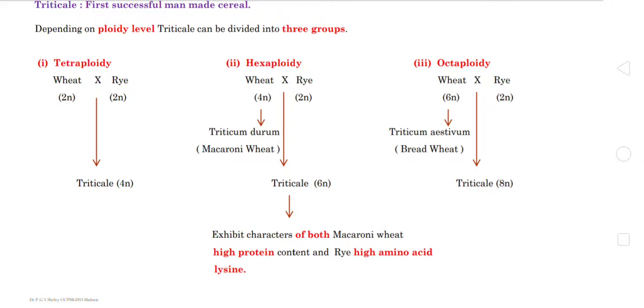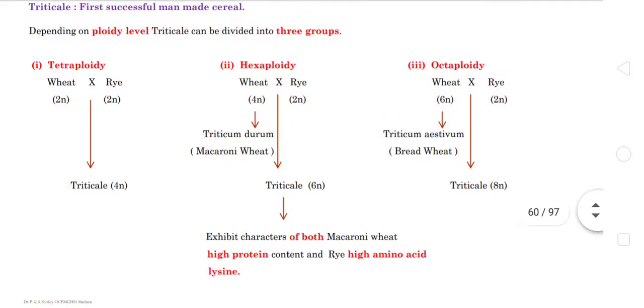In the wheat plant, the Marconi wheat variety has high protein content. Similarly, the rye plant has high amino acid content. So in the progeny, in the F1 and F2 hybrid of the triticale, there is expression of both traits: high protein quality as well as the high amino acid lysine.